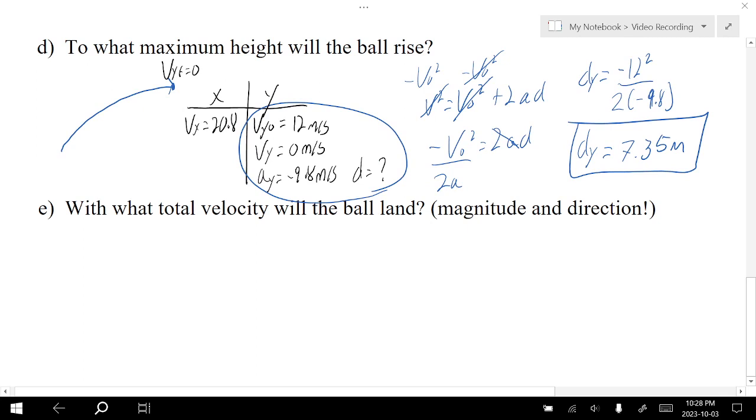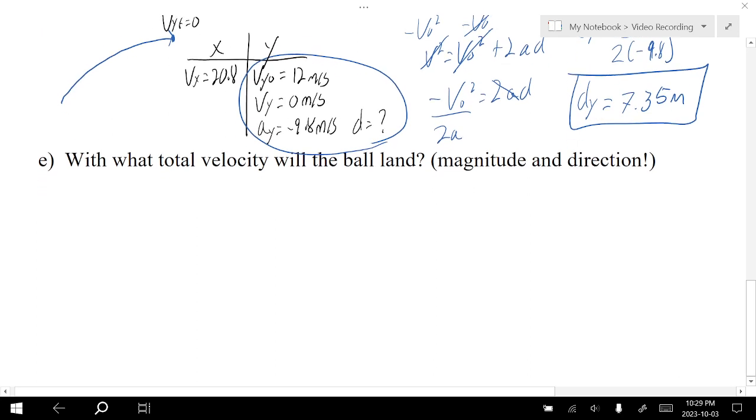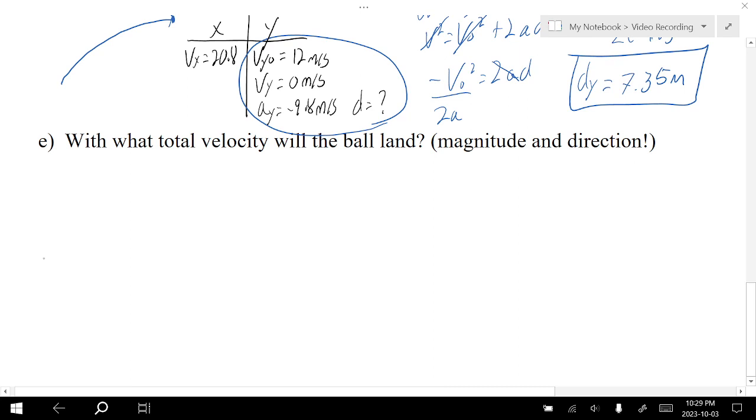Last question, with what total velocity will the ball land? Maybe, if you're tricky, you can think of the answer to this before we calculate it, but just in case, let's calculate it, in case you haven't thought of the answer. So we leave at 30 degrees at 24 meters per second. That includes an x velocity of 20.8 and a y velocity of 12.